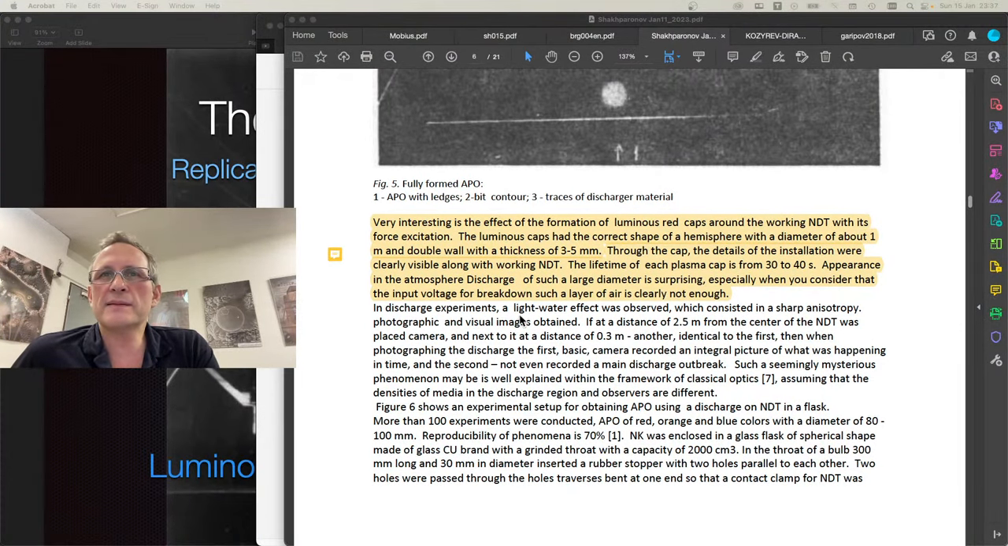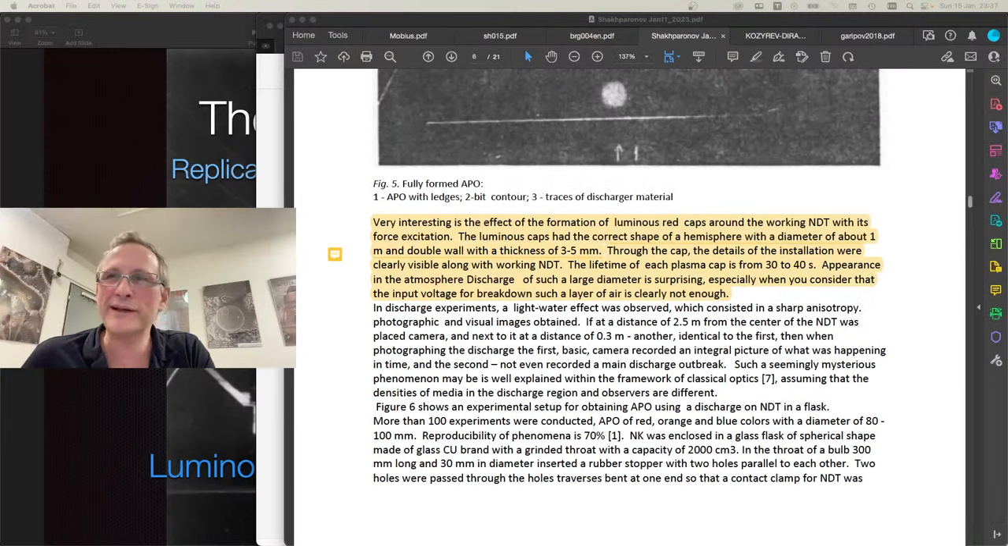In discharge experiments, a light effect was observed, which consisted in a sharp anisotropy. So an anisotropy is where it's like more one way than the other, basically. You have like a squished thing, whatever. Okay. Photographic and visual images were obtained.